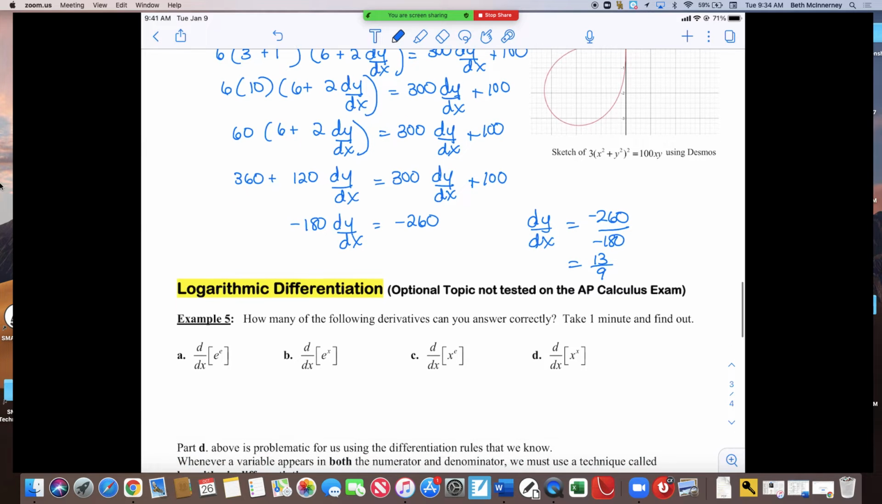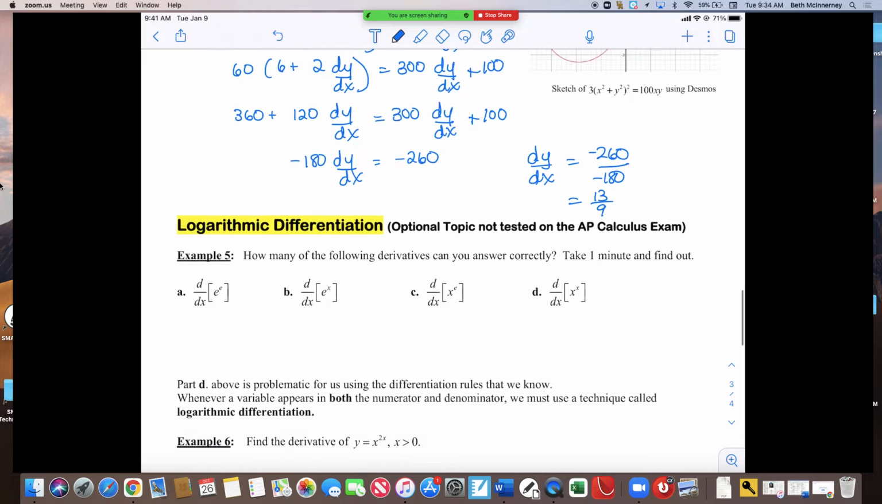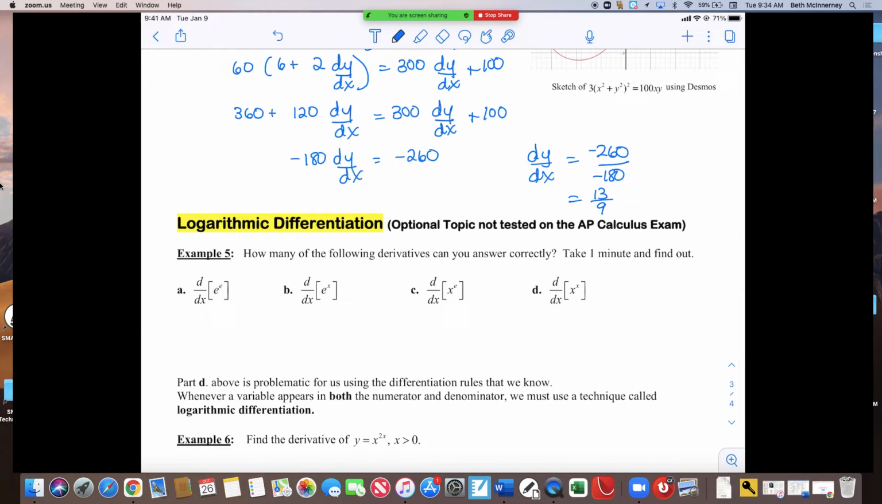All right, we have something called logarithmic differentiation. It's not tested on the AP Calc exam. However, I've seen it somewhat sneak in somehow that it's a little bit easier to calculate. So I'm going to go ahead and show you this.